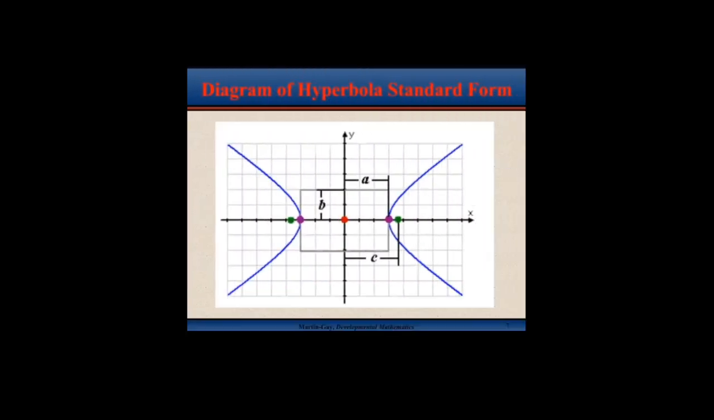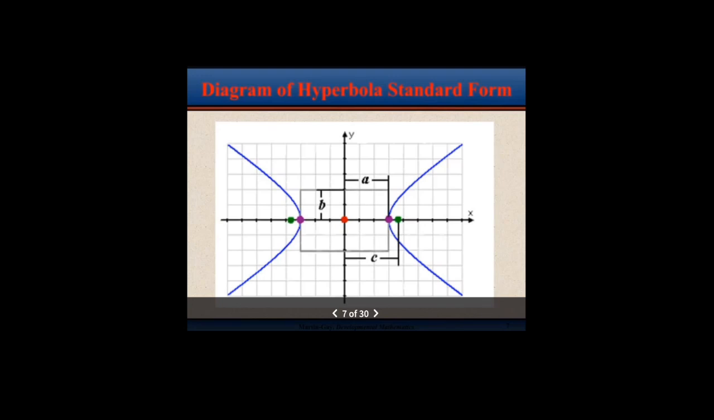Diagram of hyperbola in standard form. This red dot means this is the center. Then this green dot means the focus. Then this violet dot means the vertices. A means the conjugate axis, then B means the transverse axis.